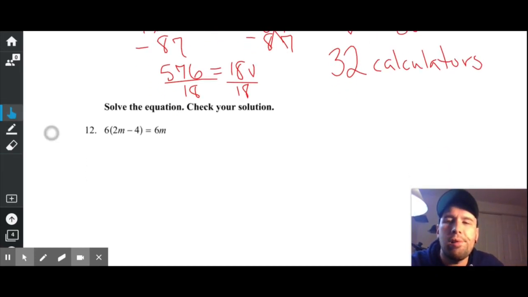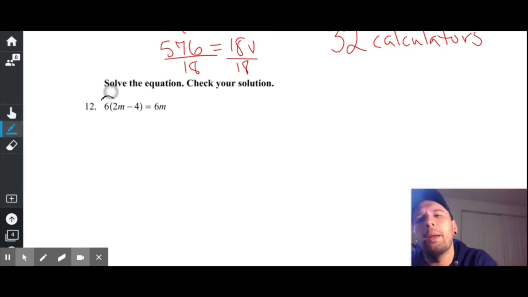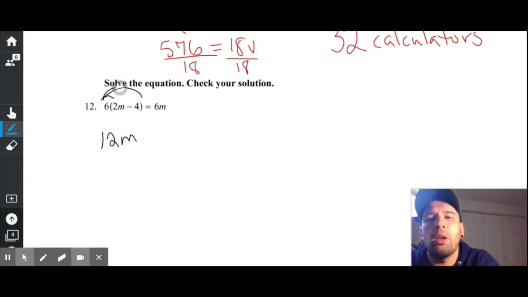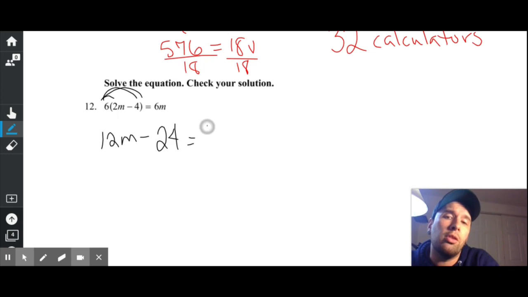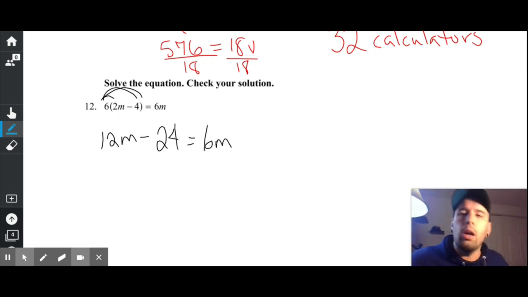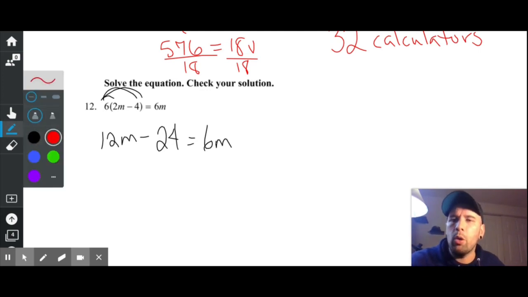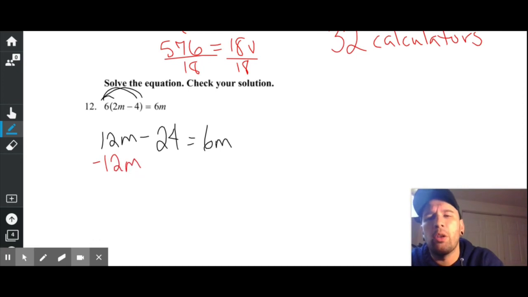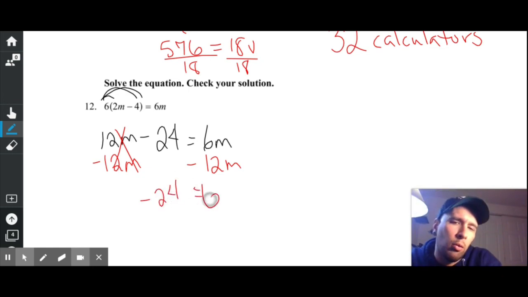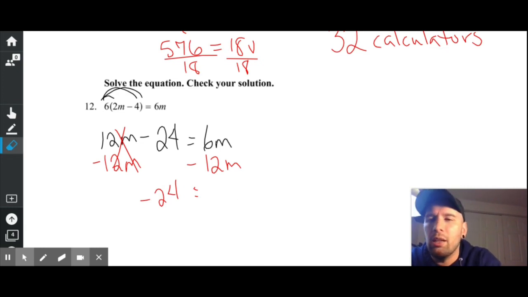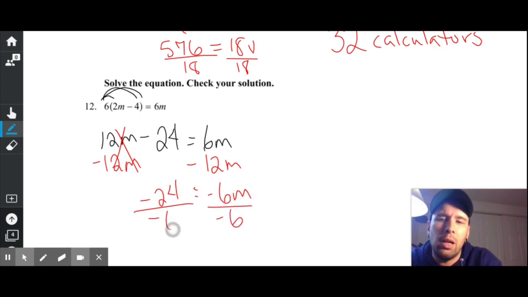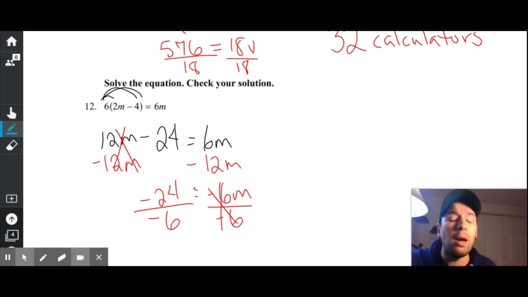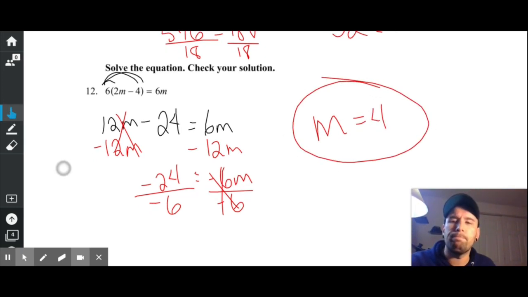All right. What do we have here? We have distributed property right away. 6 times 2m is 12m. 6 times negative 4 is negative 24 equals 6m. Now, normally when I have variables on both sides of the equal sign, I'd get rid of the smallest one. But what I'm going to do here is I'm actually going to get rid of the 12m on the left. And what that does, even though it's not the smallest one, it keeps something on the left and something on the right. And that something on the right should actually be negative 6m. Divide both sides by negative 6. Negative 24 divided by negative 6 is positive 4. So m equals 4. Okie dokie, page 5.